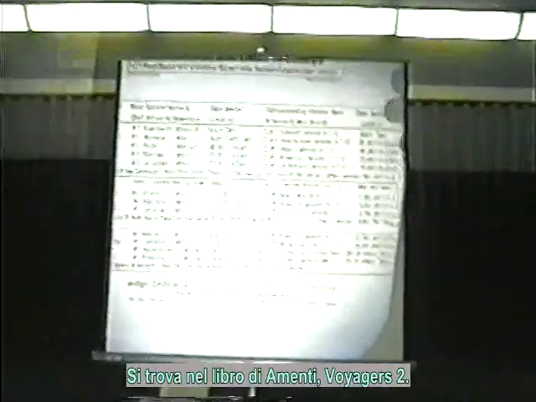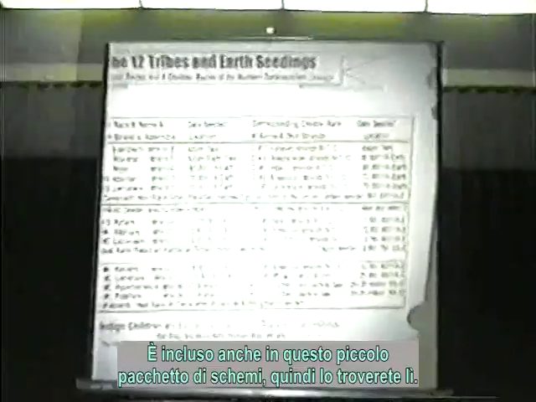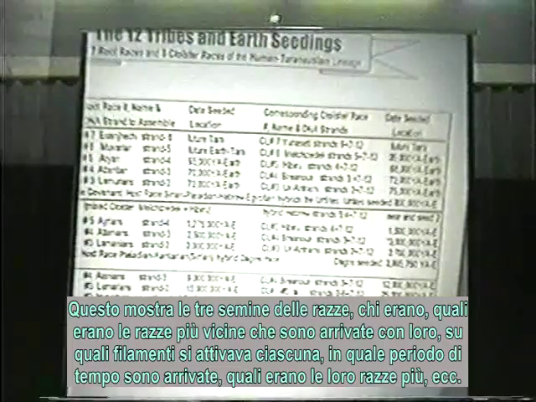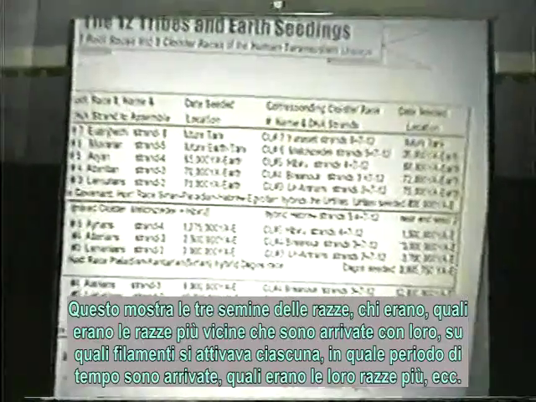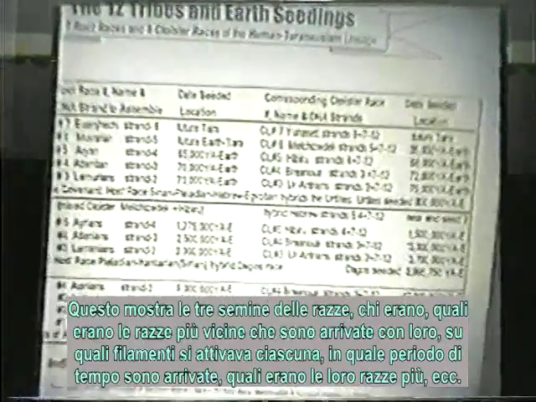Okay, I'm not even going to go over this because it's too long. It's in the Amente book, Voyagers 2. It's also in this little chart pack here, so you'll have it. This shows you the root races. It's a big chart. This shows the 3 seedings of the races, who they were, what the cloister races were that came in with them, what strands each one were activating on, what period of time they came in, who were their host races, et cetera. So it's giving you some of the G-code stuff. I figured you might want to see that since we'd stirred up that one.